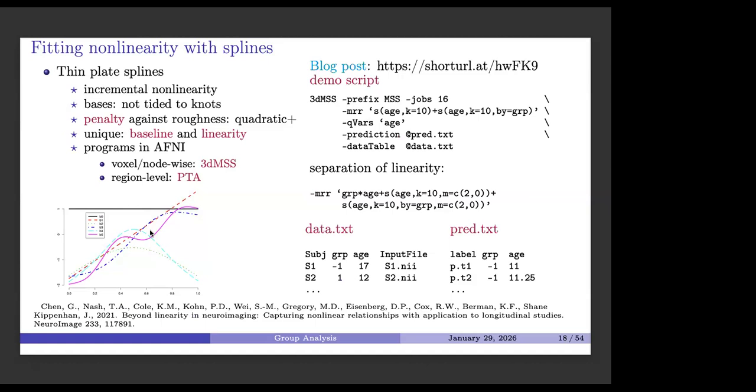In this case, the modern strategy is implemented in the program 3dMSS. MSS stands for multi-level smooth splines. There are blog posts that explain this in a little more detail. There's a paper at the bottom of the slide that explains the modeling strategy in detail. But here we only need to talk about how to specify it using the program. Suppose we have, for example, the estimated hemodynamic response function, right?